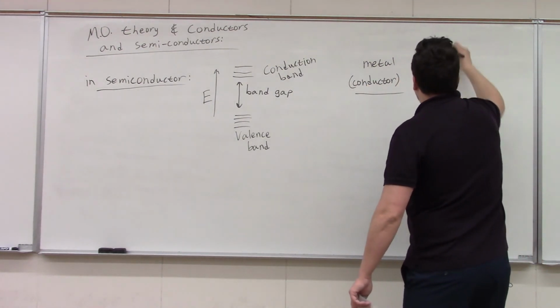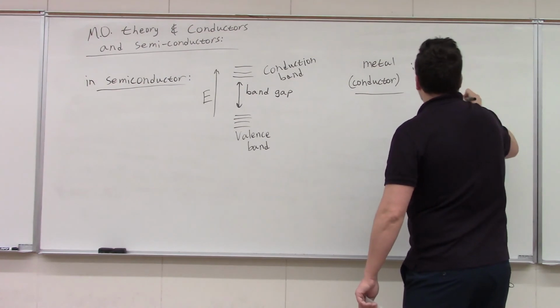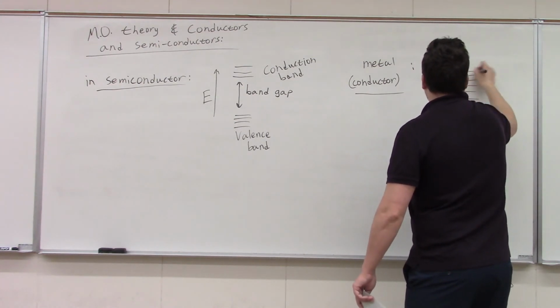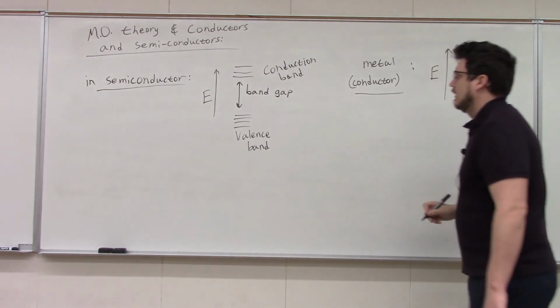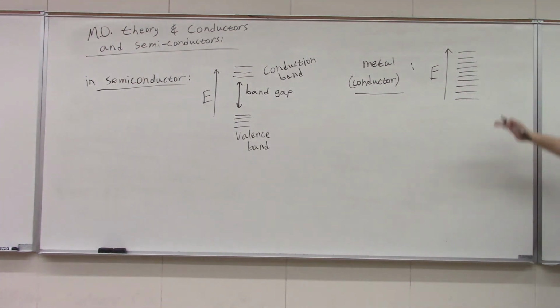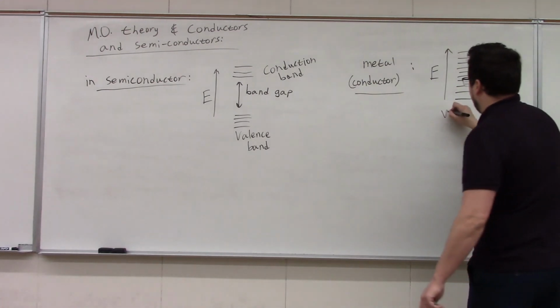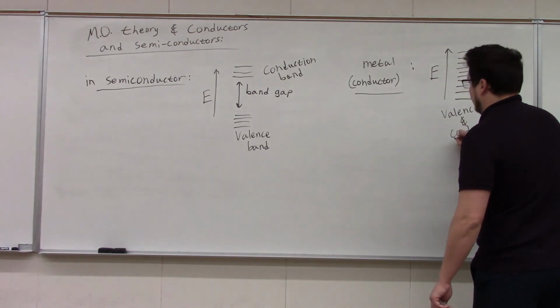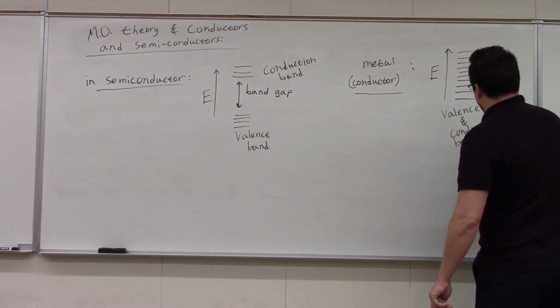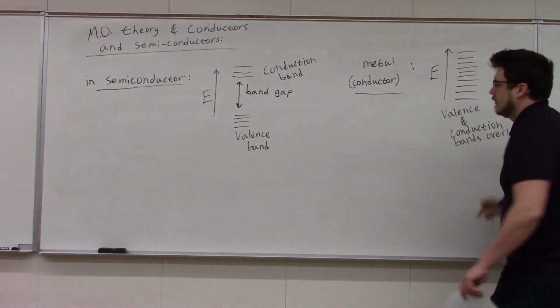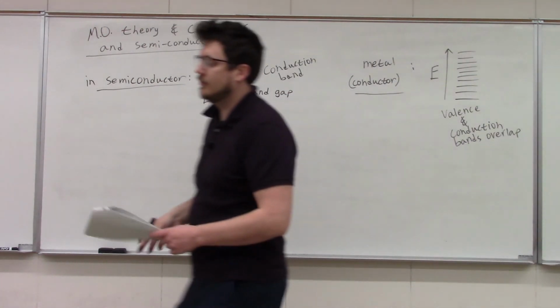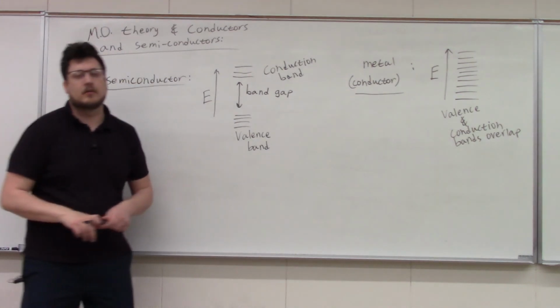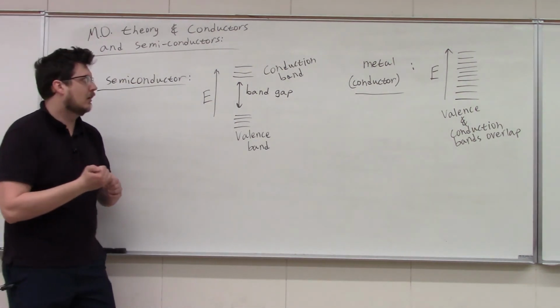All right, and so we have the same thing. We've got an energy diagram here. And what we have is no band gap. We just have a series of MOs, and so our valence and conduction bands overlap. So we don't have to put a bunch of energy into an electron to get it to run down a wire. We don't have to put that much work into pushing it around.